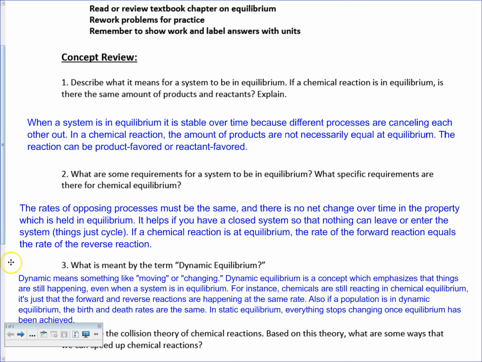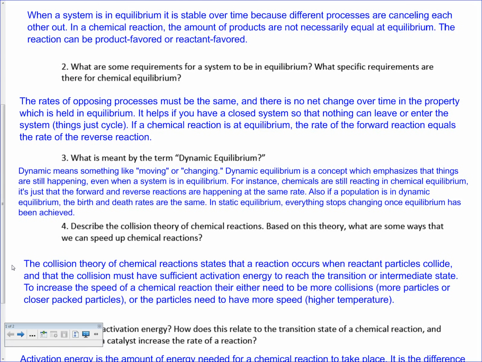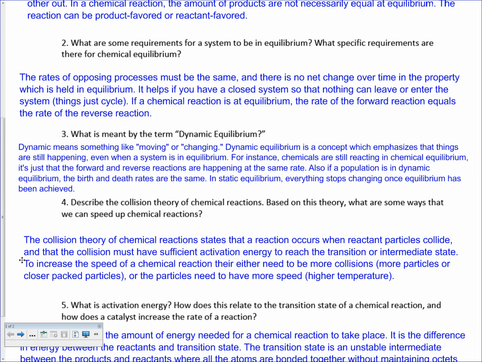Hopefully you understand the concepts of equilibrium and how it relates to chemistry. Question 3 here is talking about the idea of dynamic equilibrium. So dynamic means that something is moving or changing. Dynamic means it's flexible over time. And so what's happening here with dynamic equilibrium is that it's emphasizing that when equilibrium is reached, things don't just all come to a halt. Chemical reactions are still happening even when the system is at equilibrium. So you get the forward reaction happening and the reverse reaction happening. It's just that they're happening at the same rate.